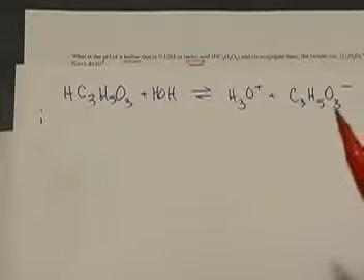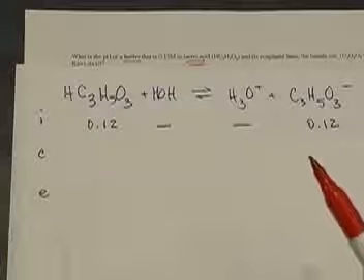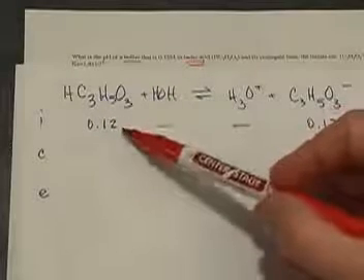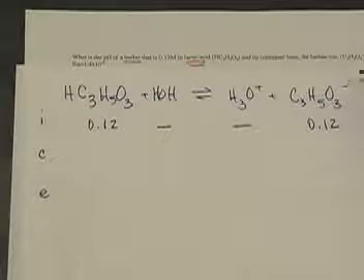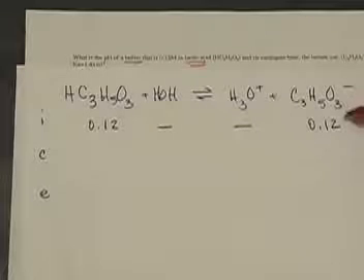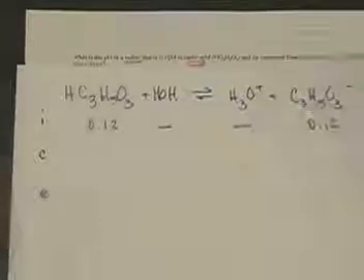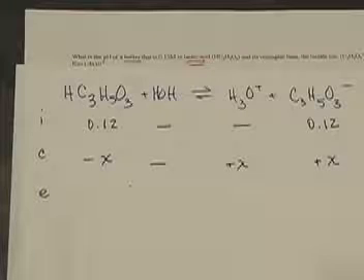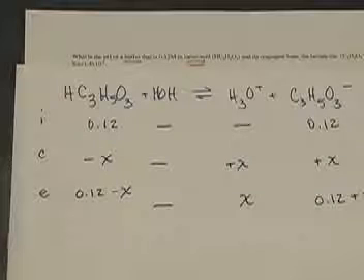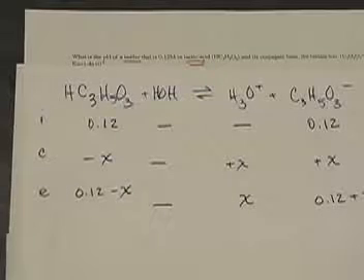When you write the ICE table, put ICE down the side and put in your concentrations that you have. It tells us that it's 0.12 molar in the acid, and it's also 0.12 molar in lactate ion, so 0.12 molar to start with. Remember, we don't care about the water, and the H3O plus doesn't exist yet because we haven't dissociated this. Now, when a change takes place, I'll lose X, and I'll gain X, and I'll gain X, and at equilibrium I'll end up with 0.12 minus X, X amount of the H3O plus, and 0.12 plus X.